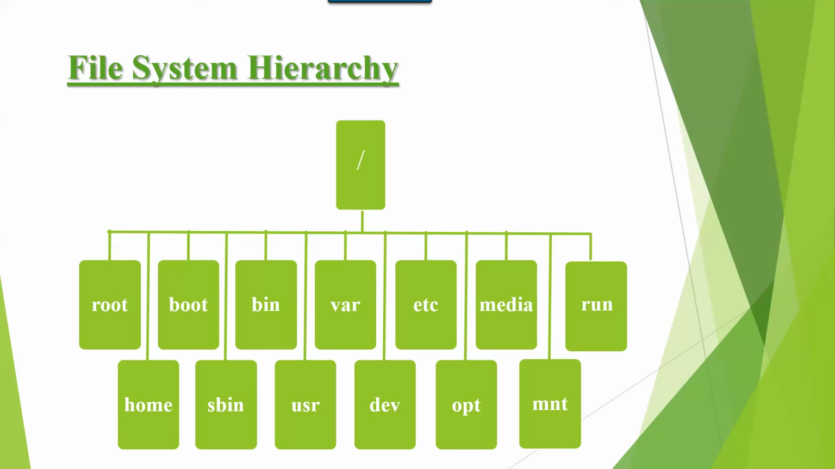Media contains external devices information, meaning removable devices information, like external hard disks, external DVD writers, USB devices information, stored under media up to version 6. I'm repeating, dev contains devices information, meaning partitions information. ETC contains configuration files. All the configuration files are stored under ETC.